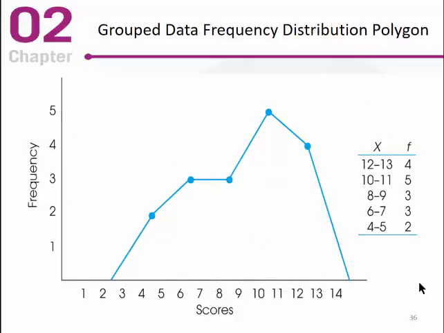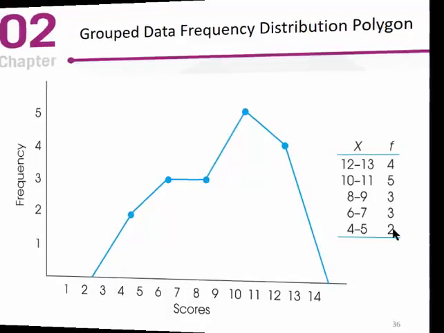A polygon can also be used for group data if you want to display group data frequencies. And here's an example. Let's say we have an interval from 12 to 13, so we grouped it. And then here are the scores, and we had 4 people that scored between 12 and 13. So you can see this is this point right here. So it's the same as it was for the regular polygon. You just use the midpoint. So if you have 12 to 13, 12.5 is the midpoint. Let's look at the 4 to 5. So right between 4 and 5 would be those 2 people right here.